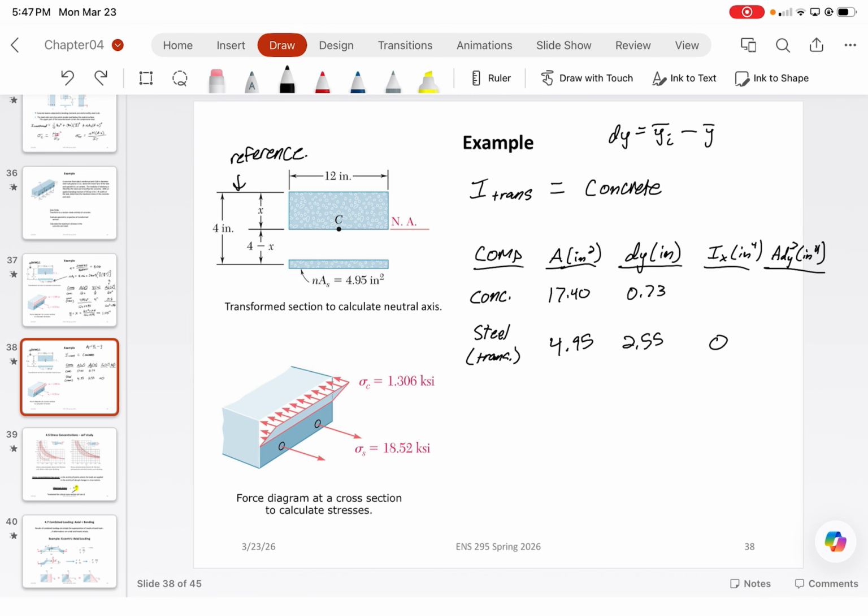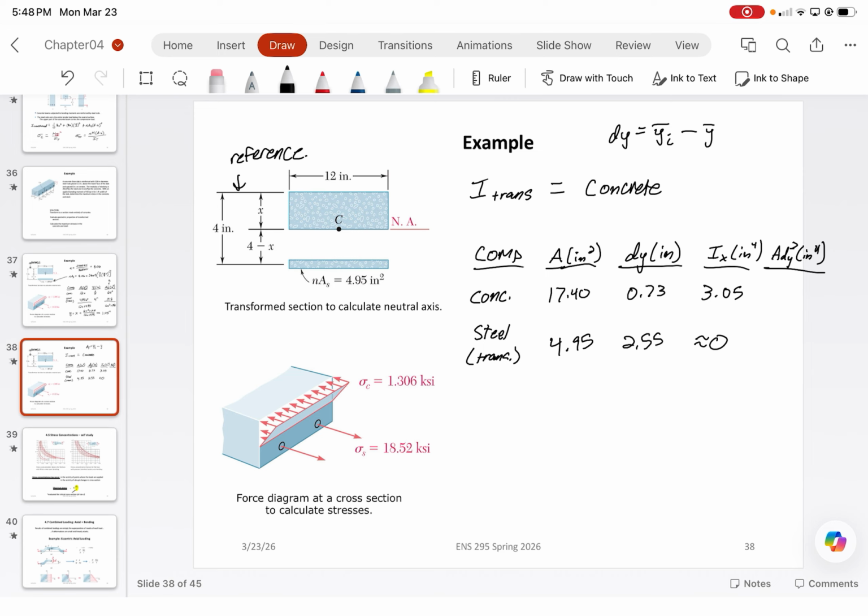The reason being is because Ix for a circle, I think, is pi d to the 4th divided by 64, which if d is 0.625, you're going to get some value in terms of like 0.00 something. So it's very small. So it makes no contribution to the calculations whatsoever. But for the rectangular block, it's just going to be 12 times alpha x cubed divided by 12, which is just going to give us 3.05 inches to the 4th.